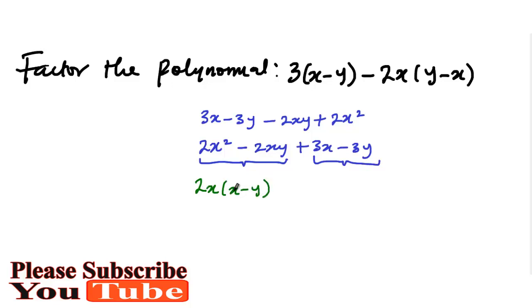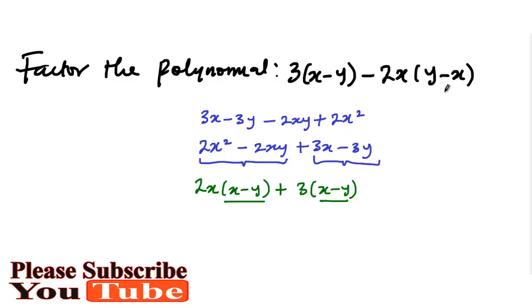How do I mean? 2x times x, that's 2x squared. Then 2x times minus y, that's minus 2xy. Then for this one, plus, what is common to both of them? That is 3, right? So in this case, we can have 3 into bracket x minus y. So we can see that we have a common factor, unlike the original question where we have x minus y and y minus x.